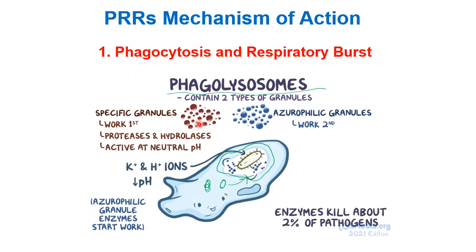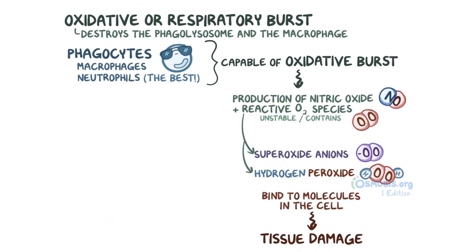When the phagolysosome is acidic, that is going to activate your azurophilic enzymes, right? So these guys didn't kill the pathogen. Now these guys get activated. When you put these two types of enzymatic actions together, you're going to kill some pathogens, but not a lot. You're going to kill about 2% of the pathogens that got phagocytosed. That is very inefficient. So that's not enough to kill the pathogens. Only 2% of them get killed like that. So you need a backup system, right?